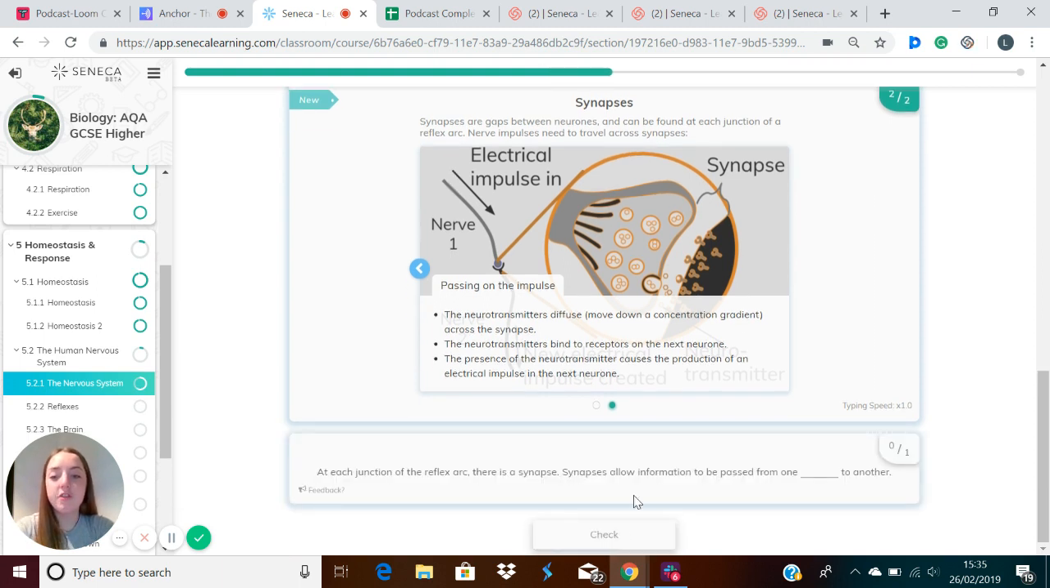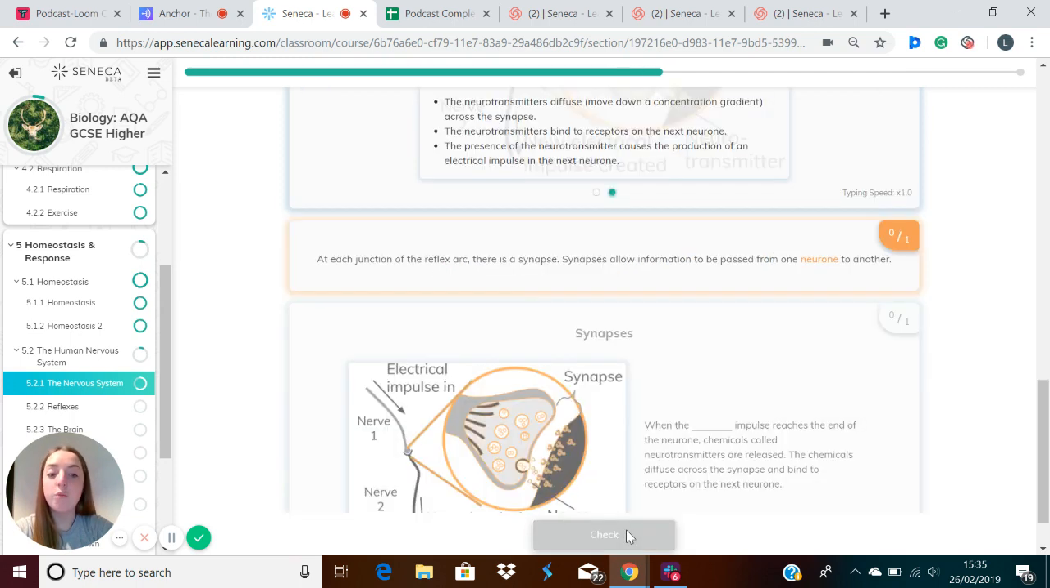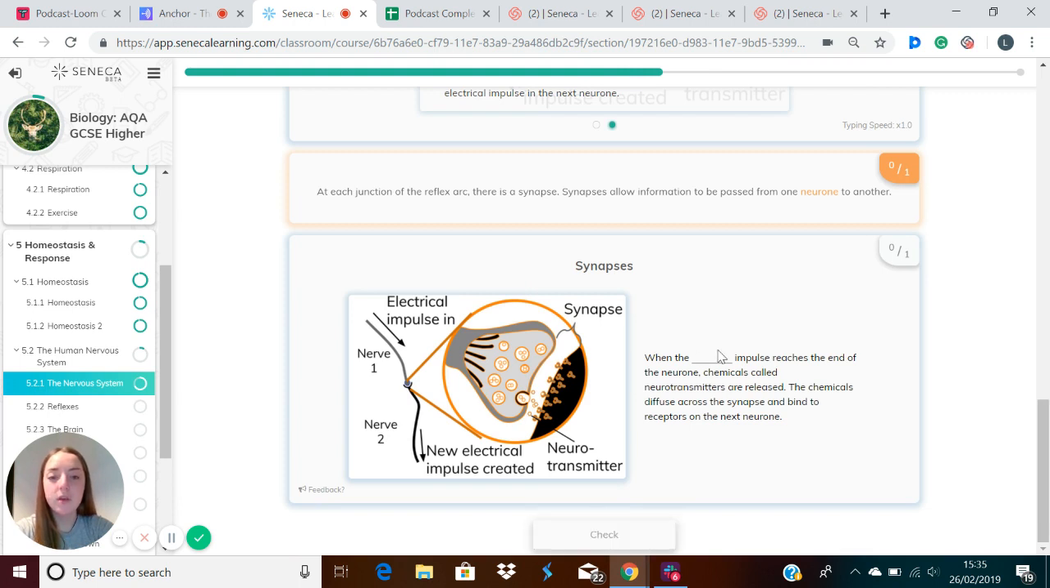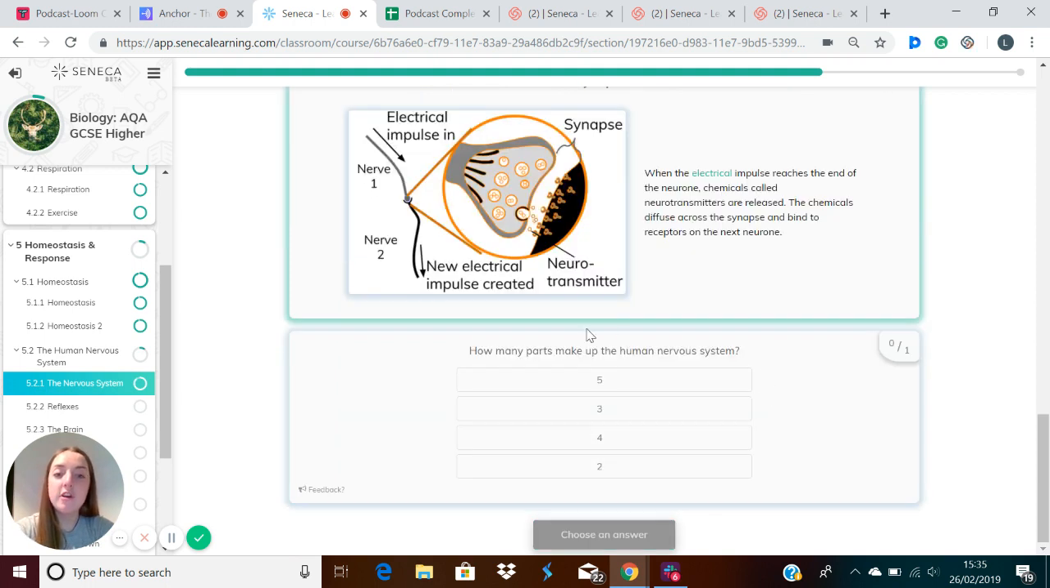So at each junction of the reflex arc, there are these synapses. And these synapses allow the information to be passed from one neuron to another. So when the electrical impulse reaches the end of the neuron, the chemicals or the neurotransmitters are released, which diffuse across the synapse. So thinking about before, how many parts made up the human nervous system?